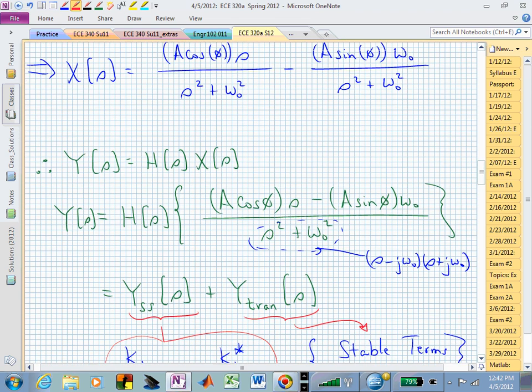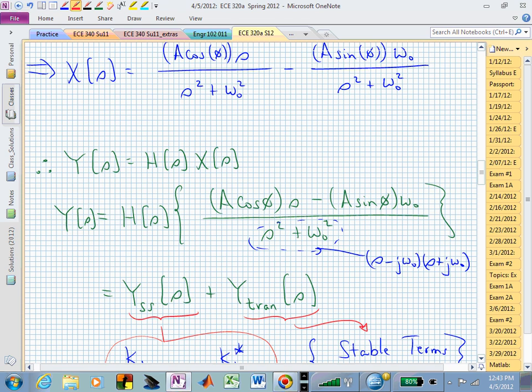If that is our input, we want to then hit our system with that input. We're going to then substitute capital X of S with that structure, and now I've put them over the same common denominator. The denominator is the same for both of those pieces of the sine and cosine piece. And remember, this s squared plus omega naught squared, you just told me, is associated with the poles. Where is this pole located?